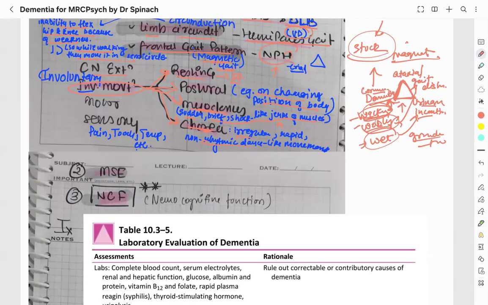Myoclonus is also present in serotonin syndrome, isn't it? Yeah, that is the differentiating feature between serotonin syndrome and NMS. Hyperreflexia is also present, rather than clonus. The GIT symptoms will be predominant in serotonin syndrome. GIT, gastrointestinal tract symptoms like diarrhea, everything.